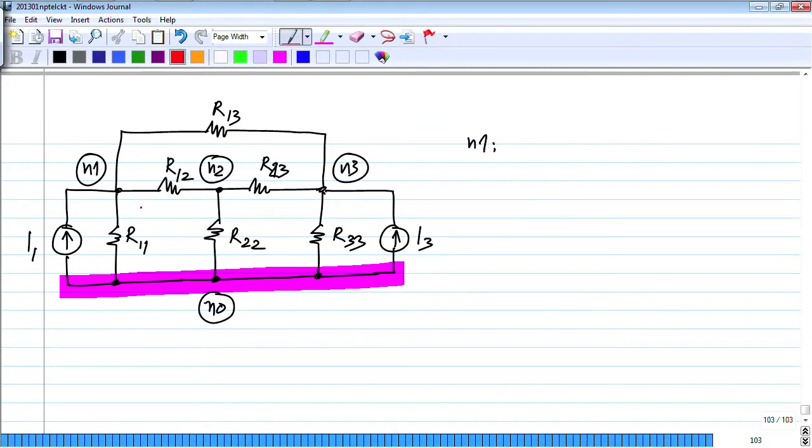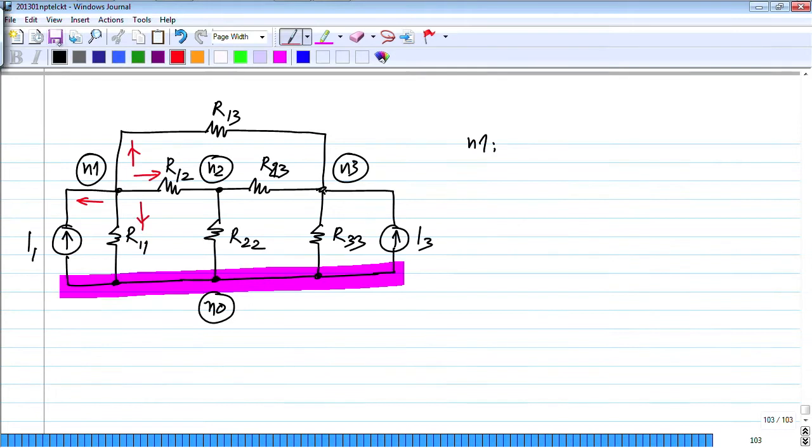Obviously, the current in this branch plus the current in that branch plus the current in that branch plus the current in that branch equal 0. Okay. Now, because we are trying to do this systematically for very large circuits, I will use certain conventions in writing these equations.